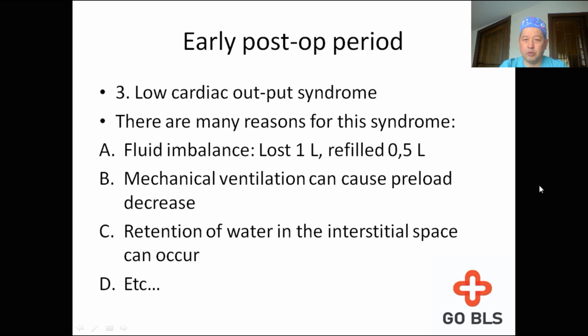So low cardiac output syndrome is also quite common, especially after long surgeries. So there may be many reasons for this syndrome. Reason number 1 is fluid imbalance. What does it mean? If, for example, patient lost 1 liter and you refilled only half a liter, so he will have a fluid imbalance. So number 2 reason is a mechanical ventilation can cause preload decrease. Also, retention of water in the interstitial space may occur, and so on.